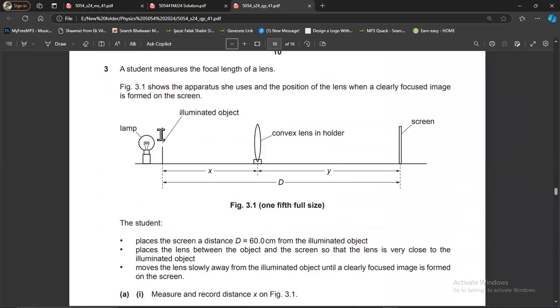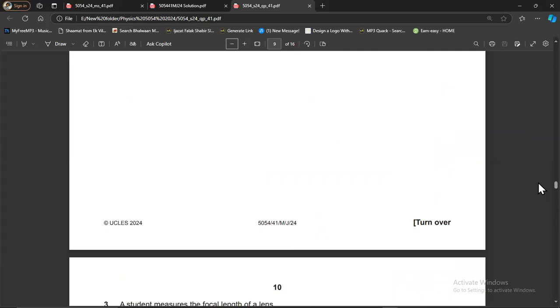Here you have a card kind of thing. It has a hole in it, so this will act like an object. Here you have a convex lens in a holder. This convex lens will make a real image of this illuminated object, a hole, on the screen. This image will be real, it will be inverted, maybe magnified, maybe not magnified, we don't know.